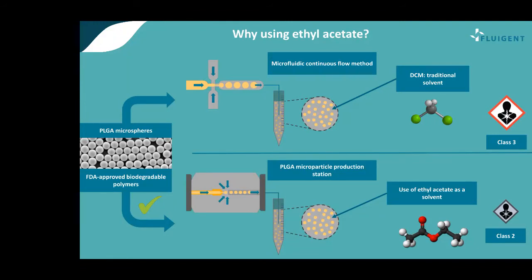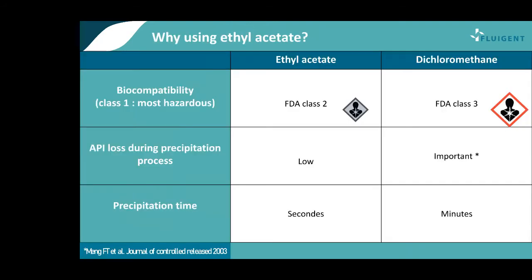We used ethyl acetate as a solvent. While all the articles highlight the use of dichloromethane, we decided to use ethyl acetate. Why? Because dichloromethane is widespread in microparticle production. However, we have seen that it is really hazardous for the API. By comparison, ethyl acetate is a class 3 solvent, which is considered less hazardous and should be used in the pharmaceutical area. In detail, ethyl acetate is more biocompatible than dichloromethane. According to articles, the API loss during the precipitation process is much lower using ethyl acetate than dichloromethane, and the precipitation time is in seconds for ethyl acetate, whereas it is in minutes for dichloromethane.